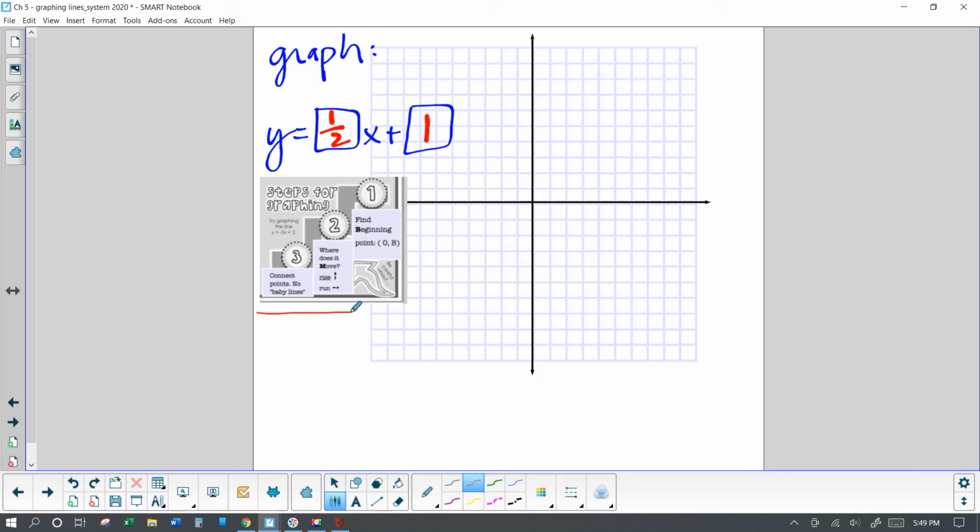Here's my steps over here. I've kind of tried to put those back in your notes for you. We're just going to do some practice really quick, and this will be the end of the video. I want to graph the line y equals 1/2 x plus 1.